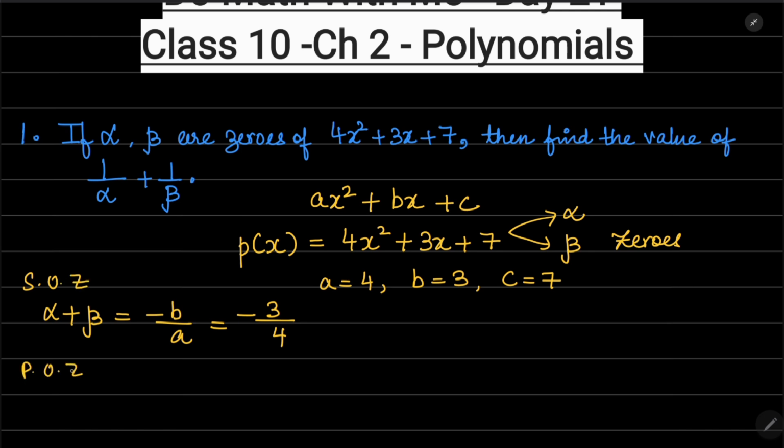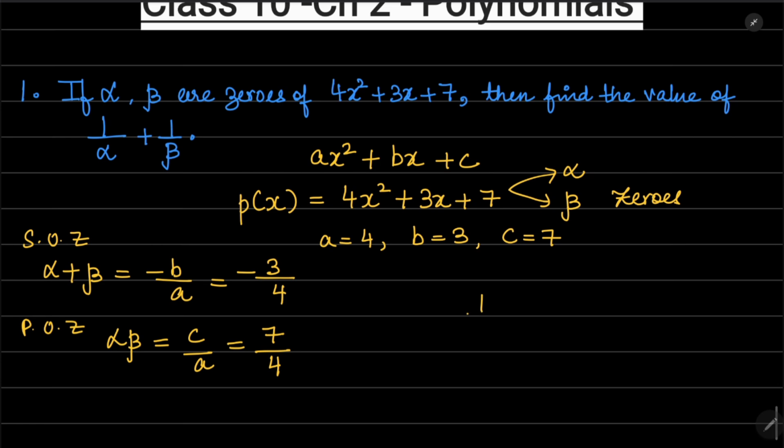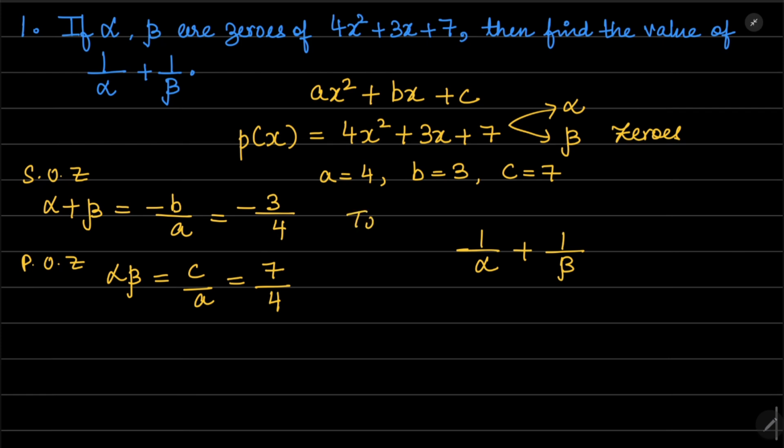Product of the zeros, alpha beta, is equal to c by a, the formula to remember. C is 7, a is nothing but 4. Now using these two values that you have found, you can find out what is 1 divided by alpha plus 1 divided by beta. This is what you have to find. To find it, take the LCM, which is the product alpha beta, and in the numerator you will get beta plus alpha, or let me write it as alpha plus beta.